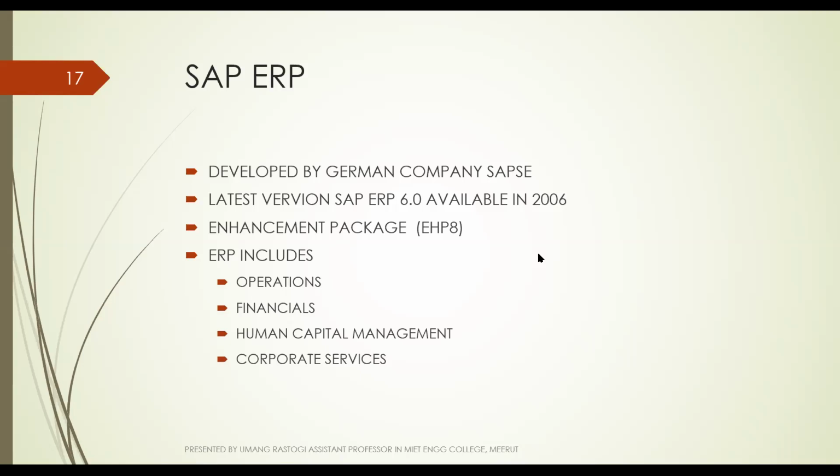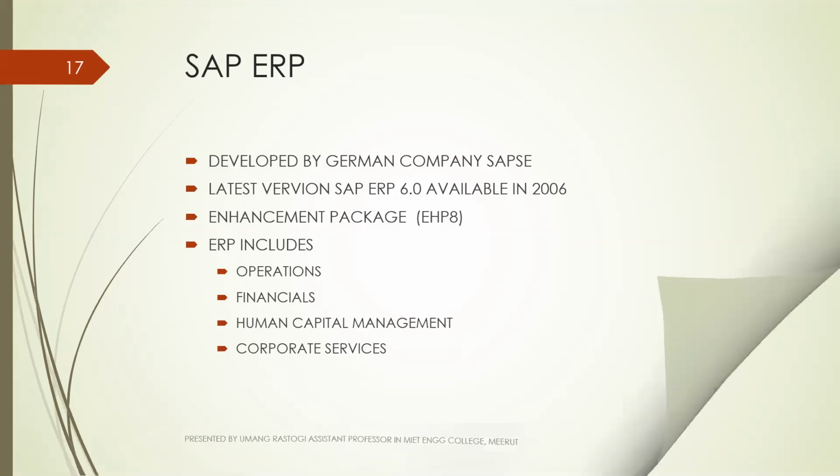Second, financials. In the financials, you can say financial accounting, management accounting, financial supply chain management. These are coming in the financials. Next, human capital management. Human capital management means training, payroll, recruitment are coming in this HCM. And the last one is corporate services. Corporate services means it will include travel management, environment, health and safety, and real estate management. So these are coming in the SAP ERP.